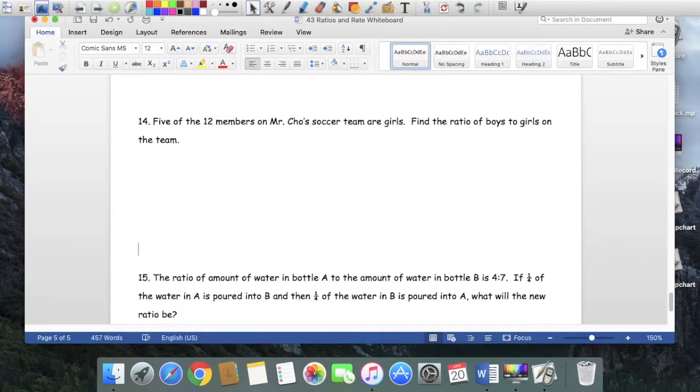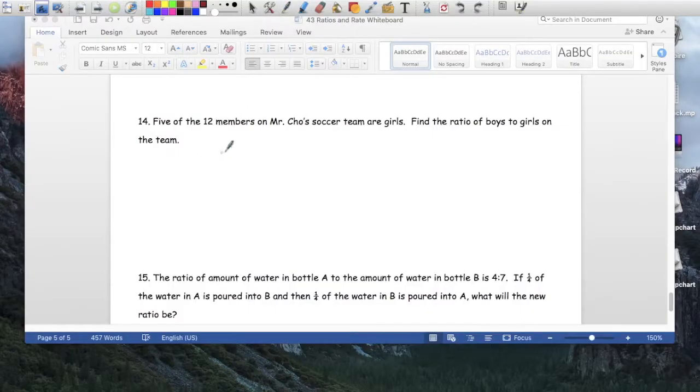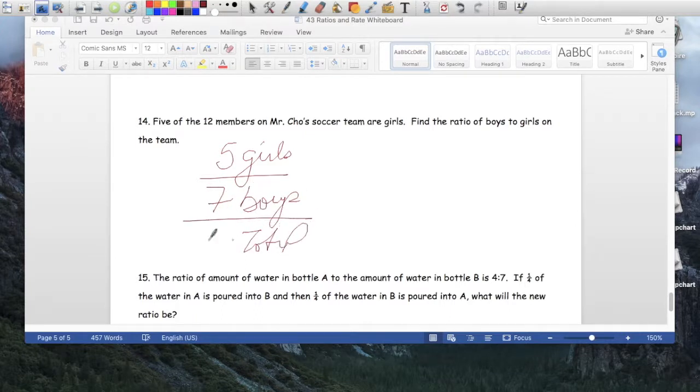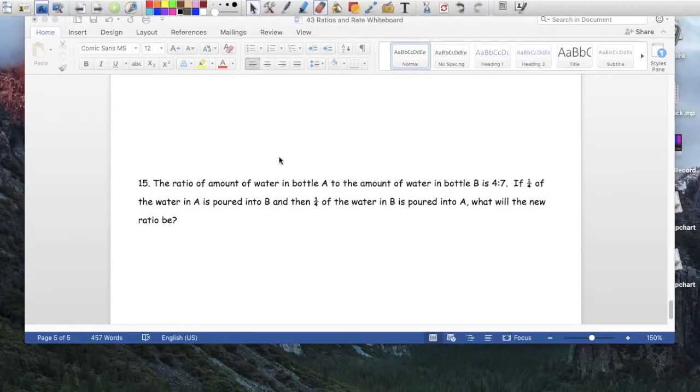5 of the members of Mr. Chill's soccer team are girls. Find the ratio of boys to girls on the team. So if there are 12 members and 5 of them are girls, that means that there are 7 boys, right? And if you get the total, you get a total of 12. So find the ratio of boys to girls. Well, the ratio of boys to girls would be 7 boys to 5 girls. Remember, order matters because we're comparing boys to girls. But I had to know that if 5 of them are girls, the rest will be boys. Okay? Simple enough question. And the last question.